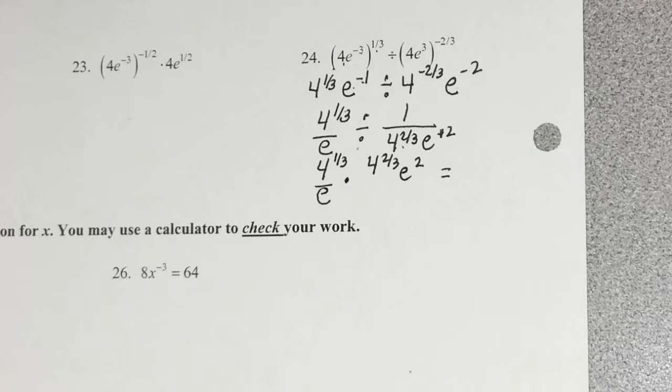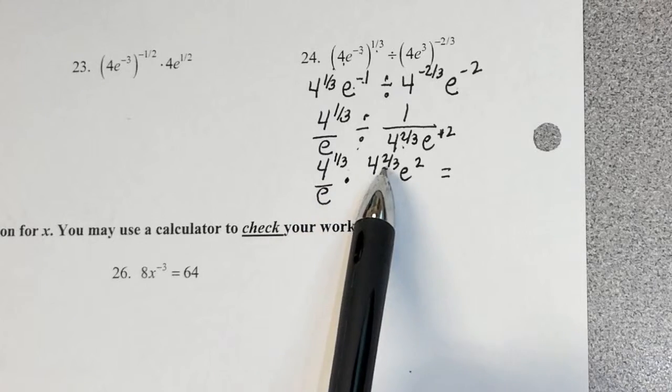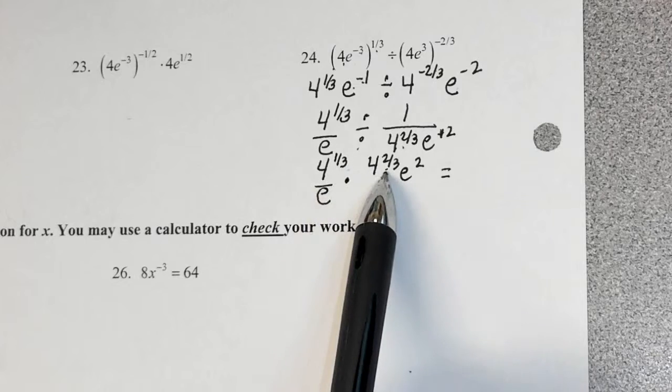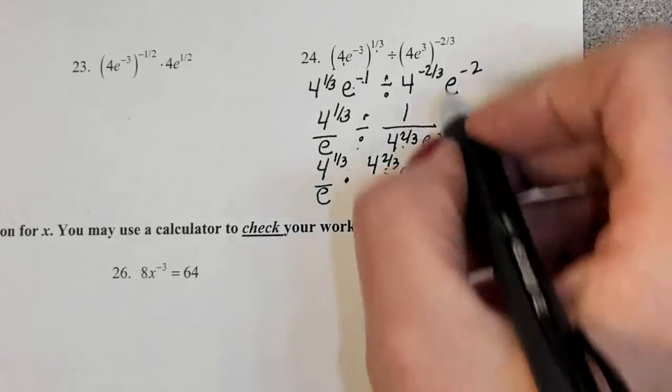Anybody think they know? What do you do if your bases are alike? What do you do with the exponents? Add them, right? So what's 1/3 plus 2/3? 1, okay, so it's going to be 4.